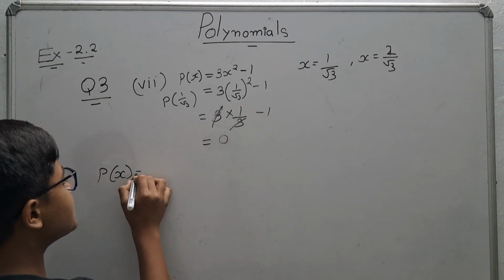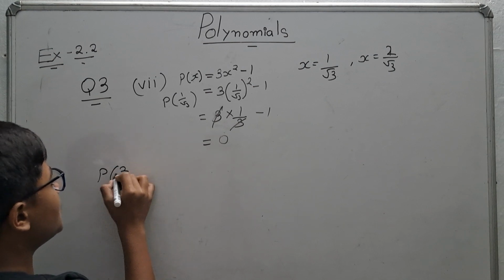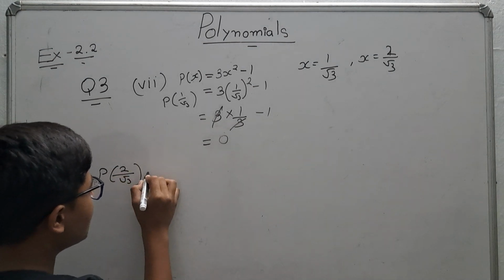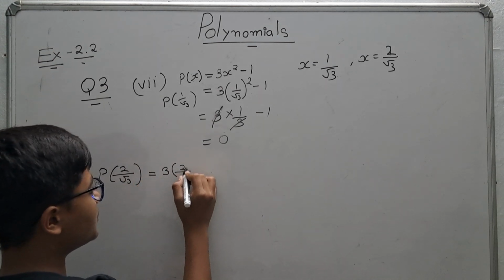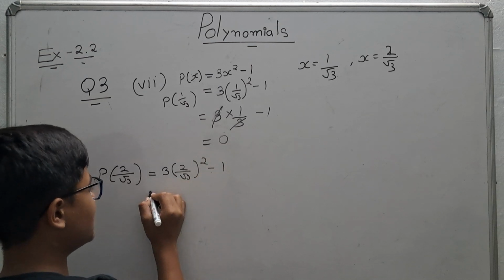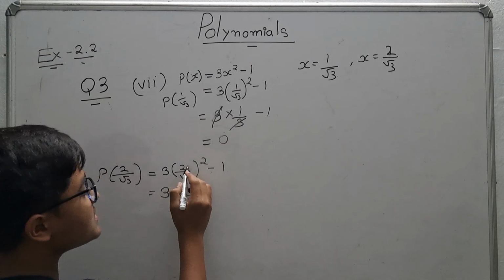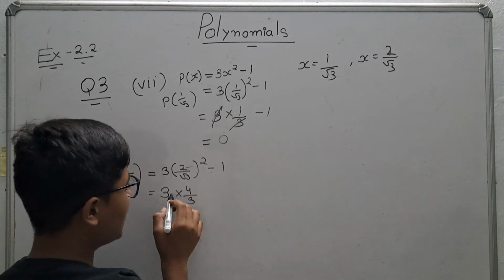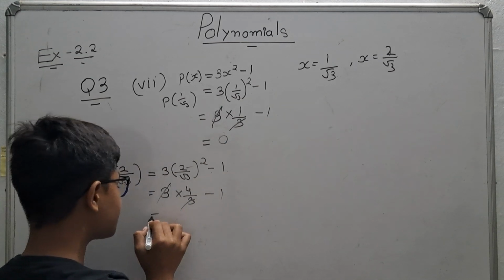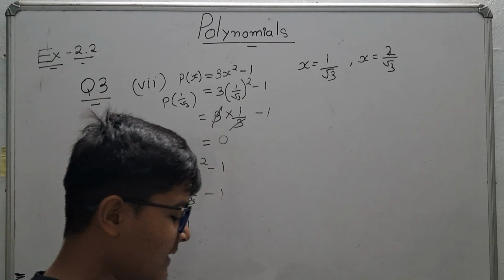And when you will put x is equal to 2 upon root 3, you will get 2 upon root 3 square minus 1. So students, 2 into 2 is 4. Here the 3 is also present, so you will multiply 3 times, cut, minus 1. Here you will get answer 3. See students, how easy it is.